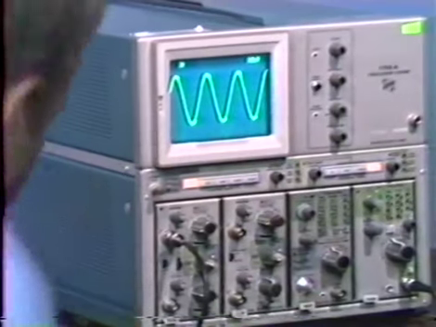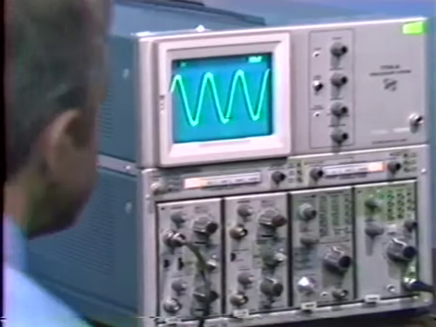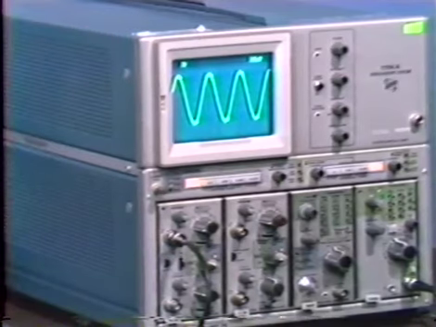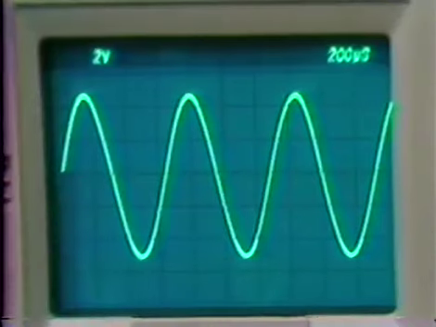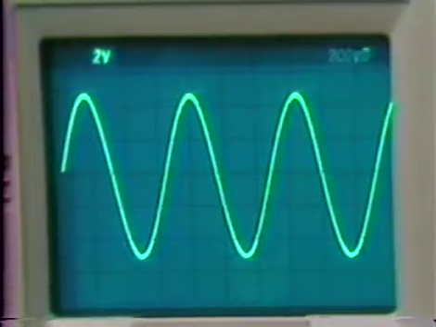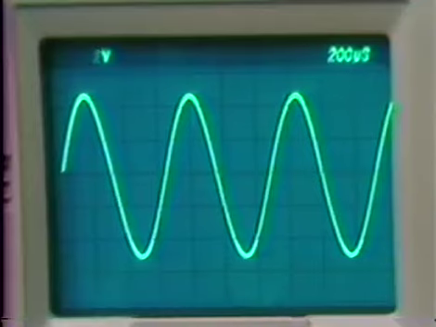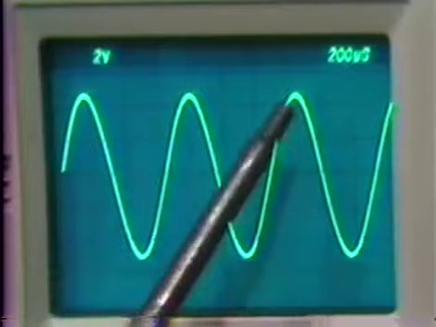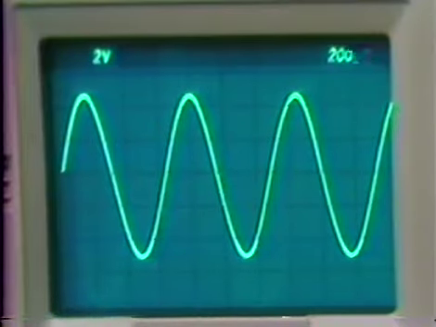What we're looking at here is the output without any commanded changes in amplitude. So we simply have a constant amplitude sinusoid. In this case, we selected the RC product to be 10 to the minus 4th seconds. We'd anticipate oscillation then at 10 to the 4th radians per second. We're at 200 microseconds per division.